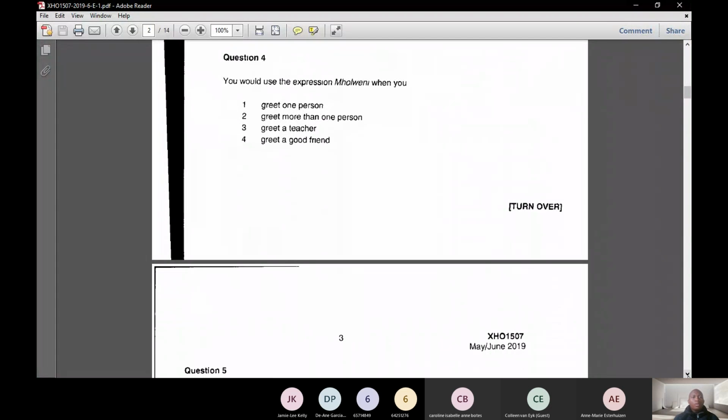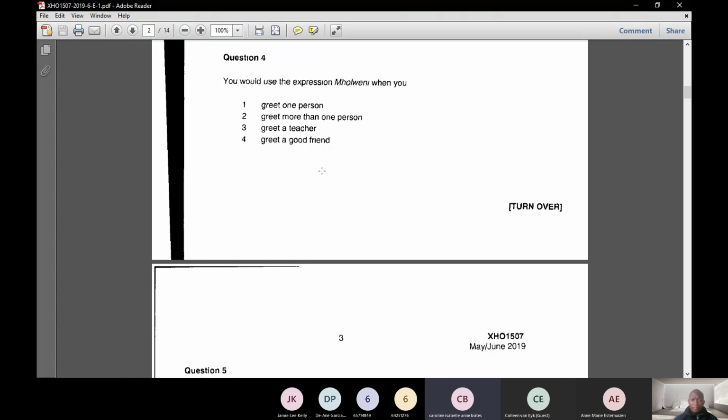Question 4. You would use the expression molweni when you greet someone. That's number 1. Number 2 is when you greet more than one person. Number 3 is when you greet a teacher. Number 4 is when you greet a good friend. What's our answer for number 4? 2. Molweni. Number 2.